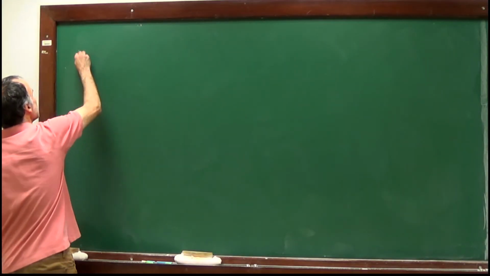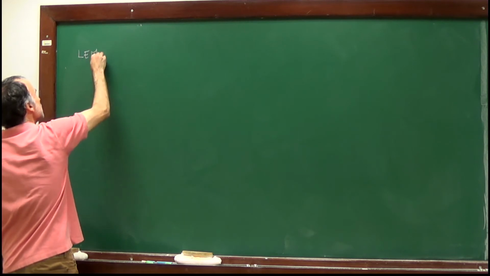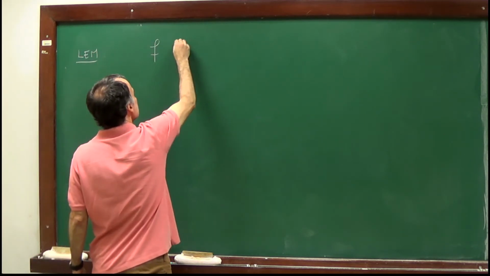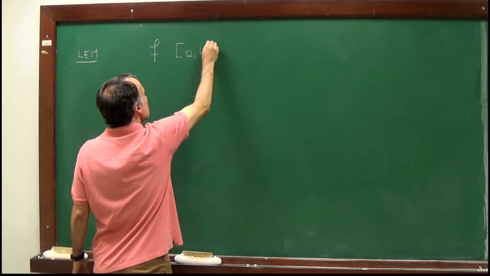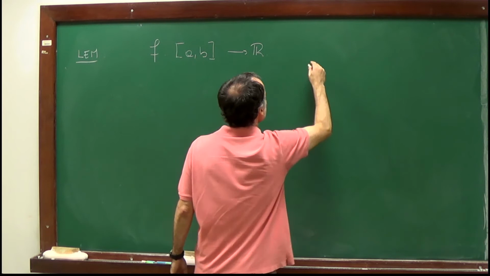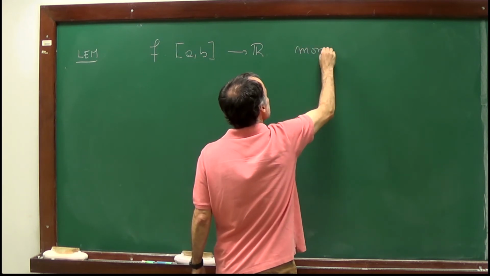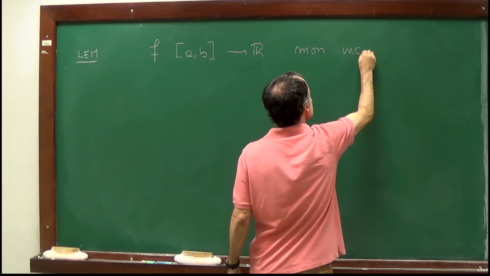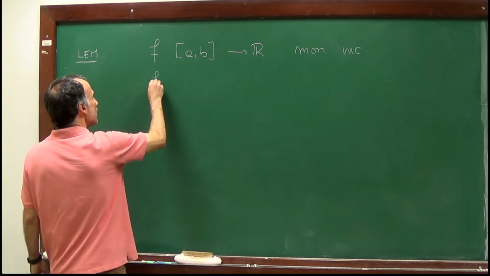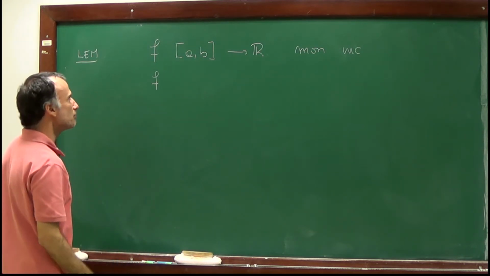So now let me prove a consequence, a lemma. The lemma states the following. Take a function f from [a, b] to R and assume that it's monotone increasing. Then we know that f is differentiable almost everywhere.